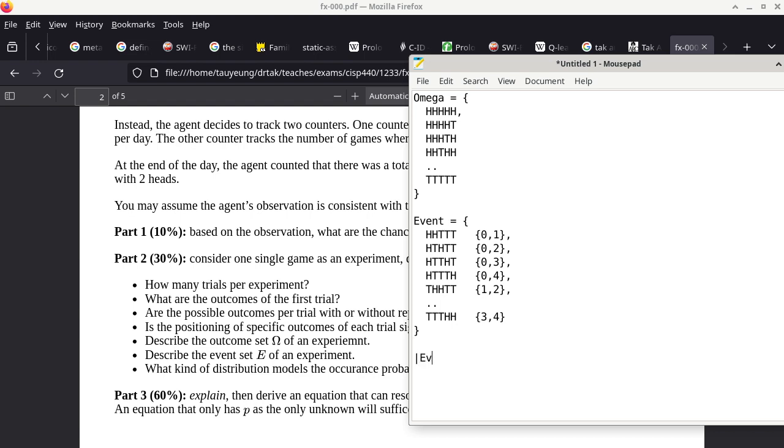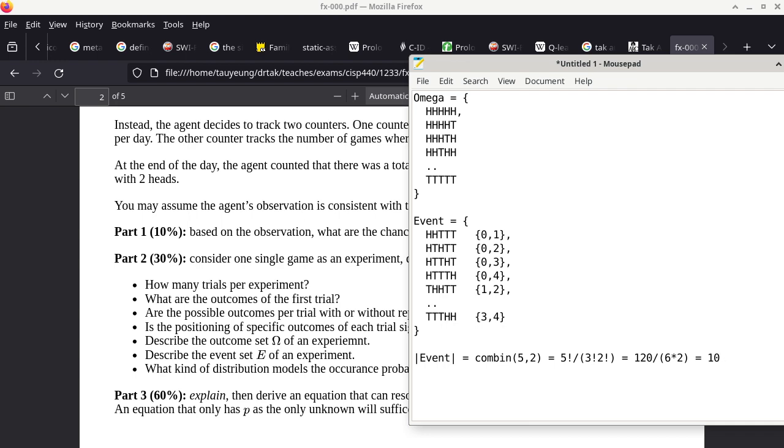Getting back to the cardinality, what is the cardinality of the event set? And how do we figure this out without a calculator? We can do this by hand. 5 factorial is, come on, you guys can do this. What is 5 times 4 times 3 times 2 times 1? 120, very good. And then divided by the product of 3 factorial and 2 factorial. What is 3 factorial? 3 times 2 times 1 is 6, very good. And 2 factorial, which is 2 times 1, is just 2. So now we know that there are 10 of these things.